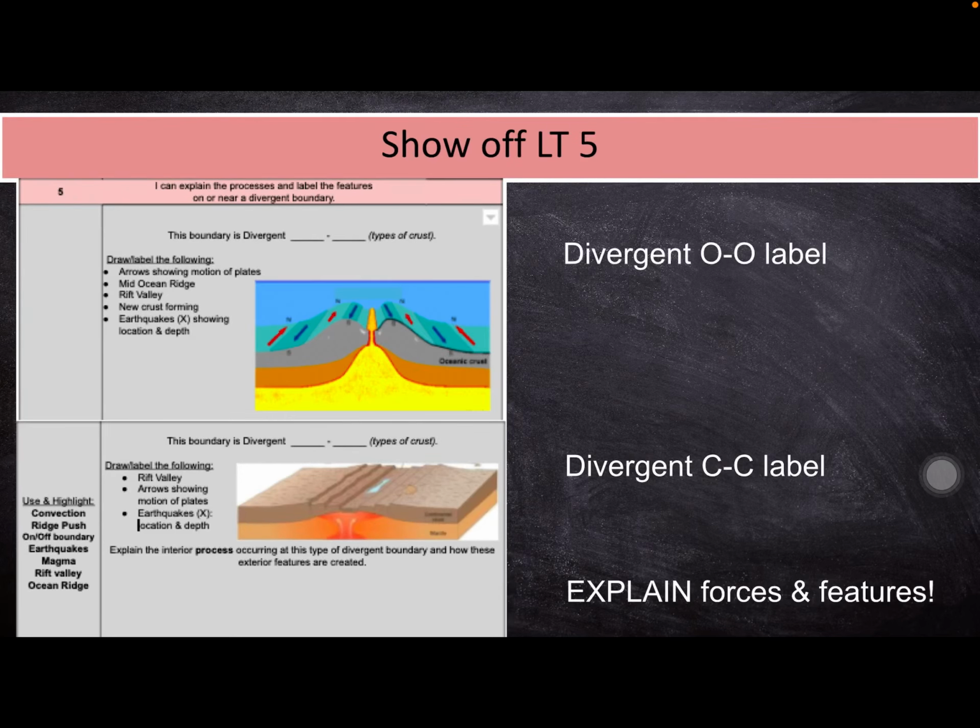So looking here at learning target 5, we're focusing in on the divergent boundary. We got 3 parts to tackle here. We've got an ocean-ocean boundary to label a few things, a continent-continent boundary to label a few things, and then down here an explanation of why these plates are moving in that way. And you have our notes from class along with those paragraph resources to really help you with those.